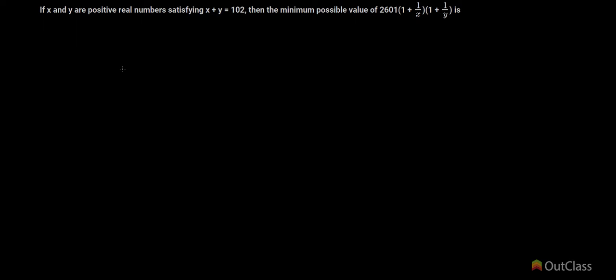Now, if you're an alert test taker, you will notice a few things which are very crucial for an efficient non-rigorous solution. We will discuss a rigorous solution afterwards, just in case somebody is interested in it, but I don't want people doing that in the examination. Anyway, first thing to notice is 102 is double of 51. 2601 is the square of 51. And then you have 2601 into 1 plus 1 by x into 1 plus 1 by y.